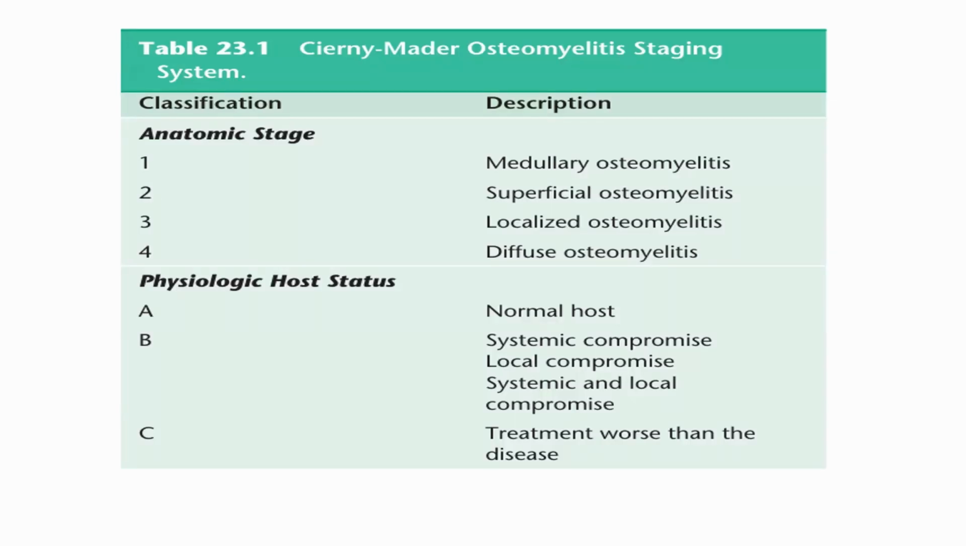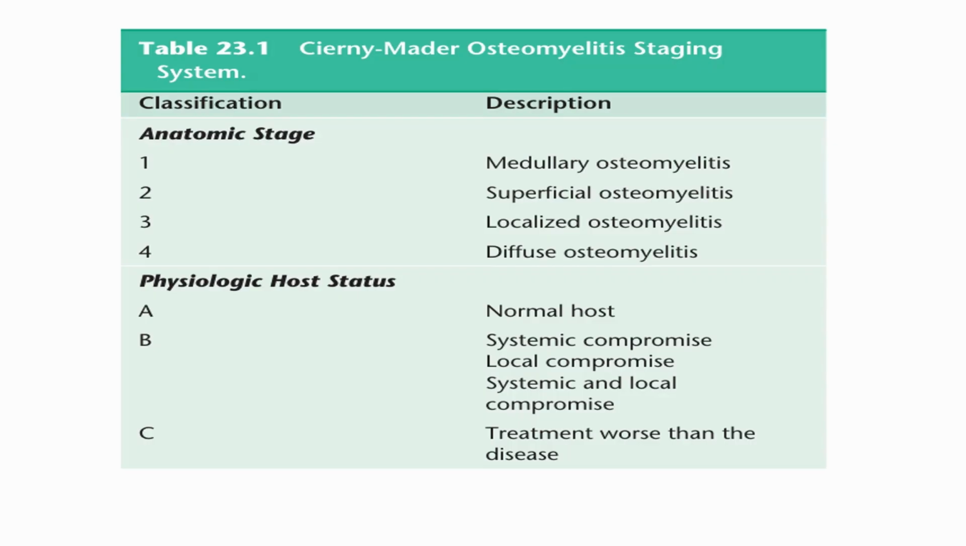So the Cierny-Mader classification: the first stage is medullary osteomyelitis, where the infection is confined to the inner marrow cavity. Second is superficial osteomyelitis, where the infection is limited to the outer bone surface. Third is localized, where full thickness cortical bone is involved, but the bone still remains structurally stable. And four is diffuse osteomyelitis, which is a permeative disease, causes mechanical instability and requires massive resection and stabilization.